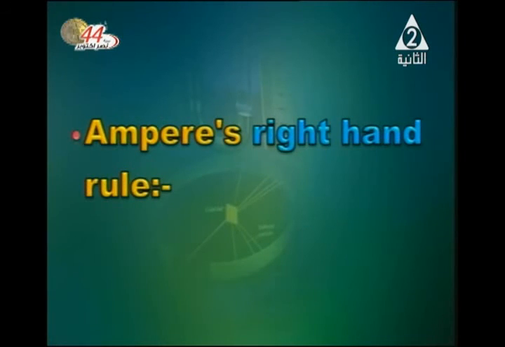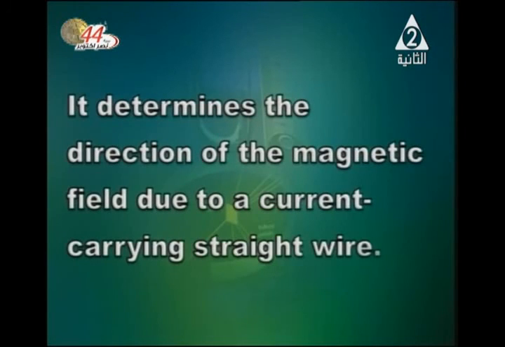Mention one use of Ampere's right-hand rule. Actually, it determines the direction of the magnetic field due to a current carrying a straight wire. Let me say it again. Ampere's right-hand rule determines the direction of the magnetic field due to a current carrying a straight wire.